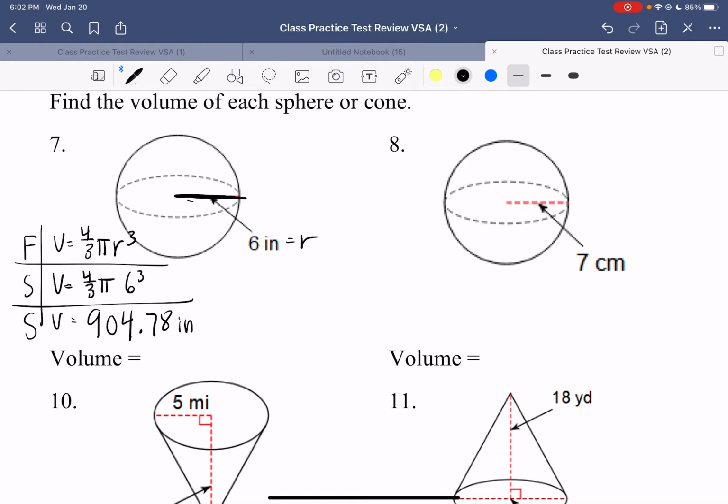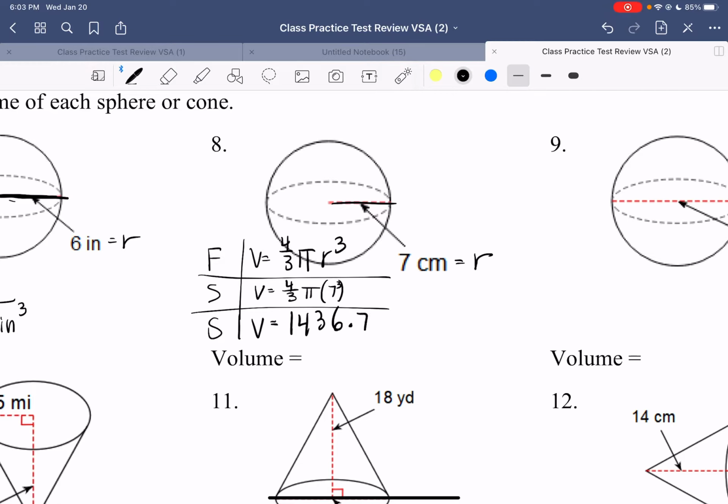Number 8, we have V equals 4/3 pi radius cubed. And our radius is 7. So we can go 4/3 pi times 7 cubed. So that gives us a volume of 1,436.76, and that's centimeters cubed.